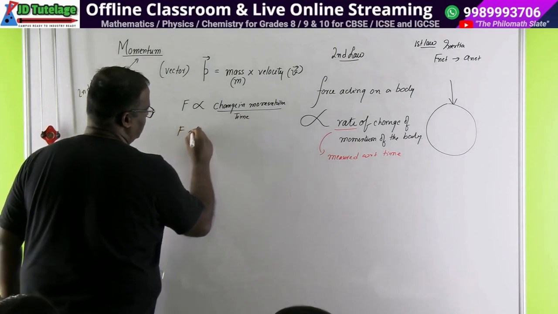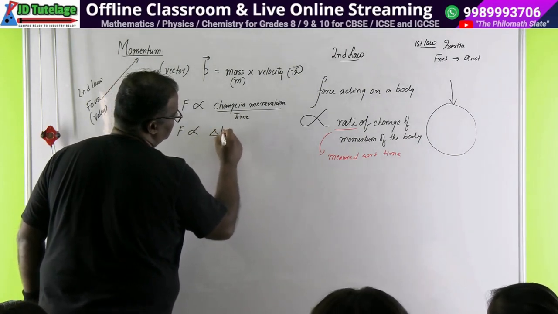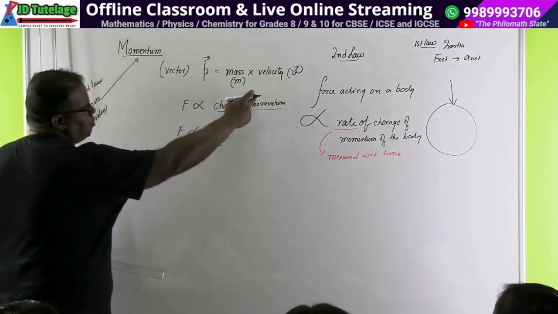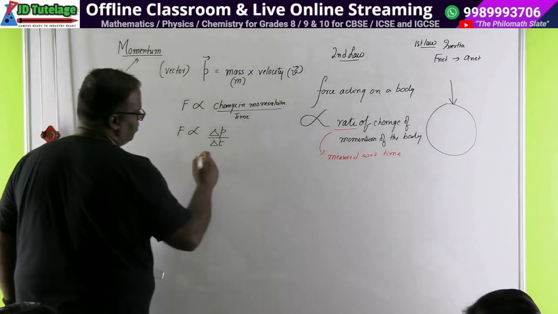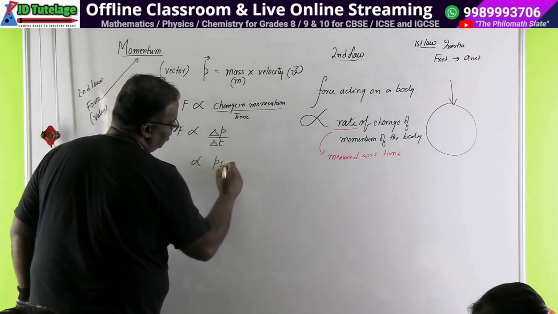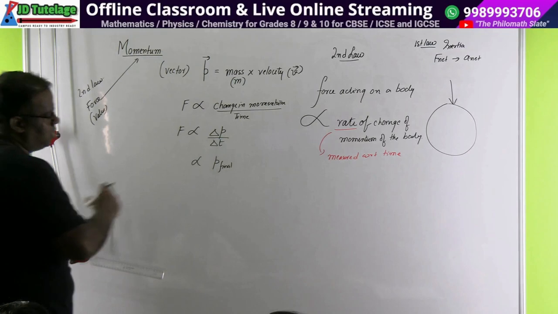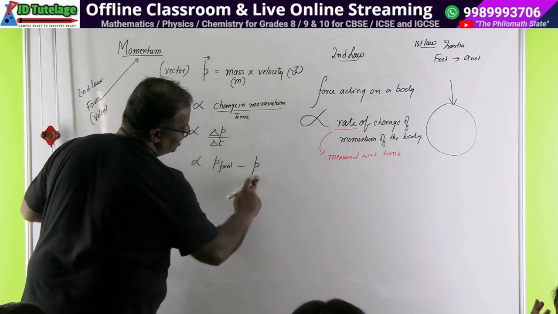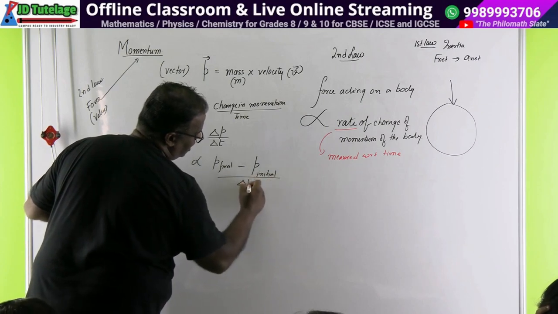Going more mathematical, we would write that F is directly proportional to delta P over delta T. Delta P means change in momentum, and delta T is the time in which it happened. What is delta P? P final, the momentum after the force has acted on the body, minus P initial, the momentum before the force had acted on it, divided by delta T, the time that elapsed.